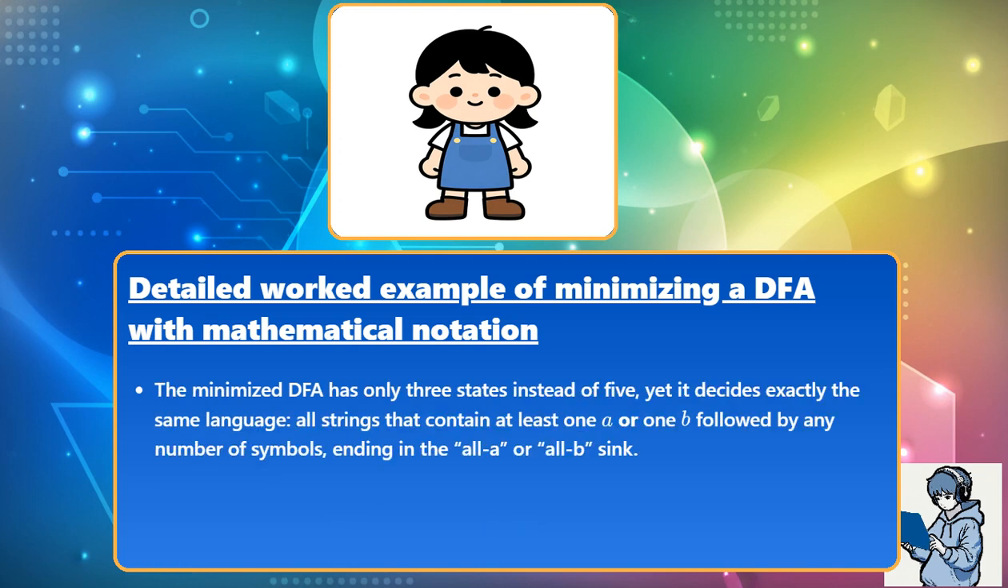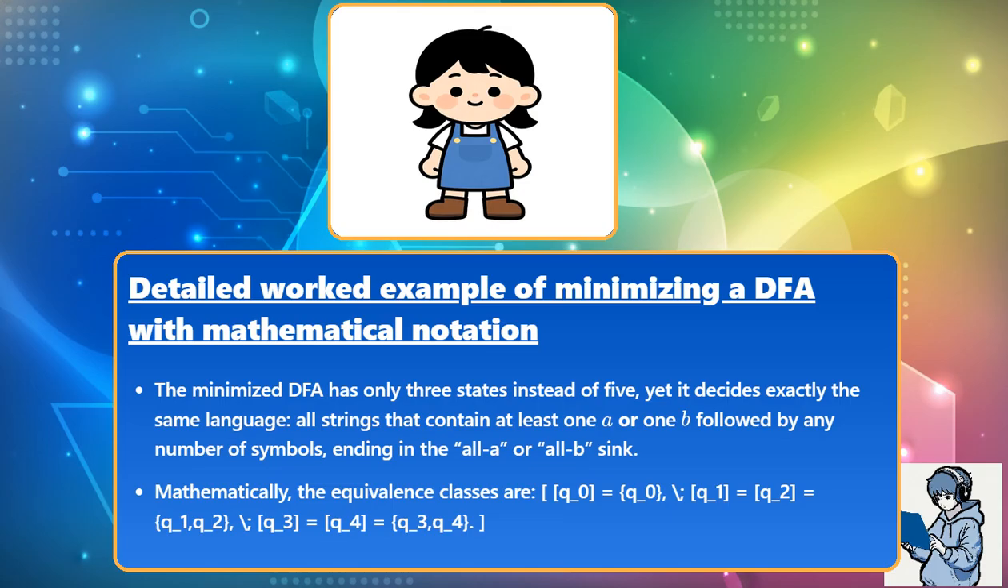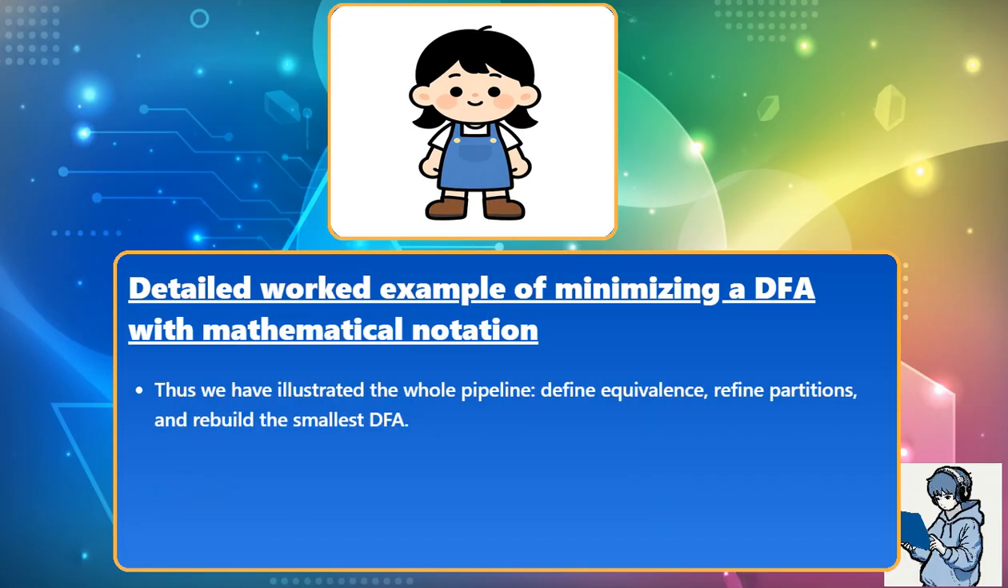The minimized DFA has only 3 states instead of 5, yet it decides exactly the same language: all strings that contain at least one a or one b followed by any number of symbols, ending in the all-a or all-b sink. Mathematically, the equivalence classes are: the class of q0 is {q0}, the class of q1 equals the class of q2, which is {q1, q2}, the class of q3 equals the class of q4, which is {q3, q4}. Thus we have illustrated the whole pipeline. Define equivalence, refine partitions, and rebuild the smallest DFA.